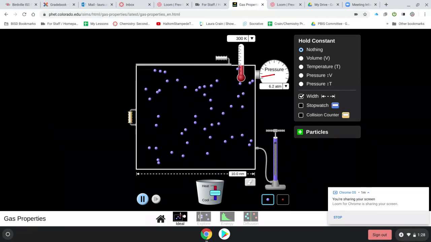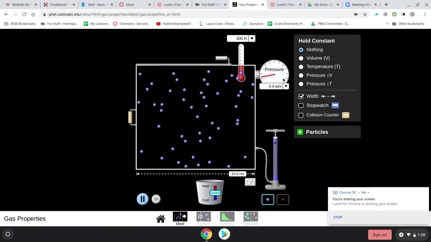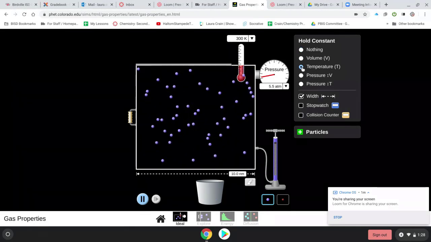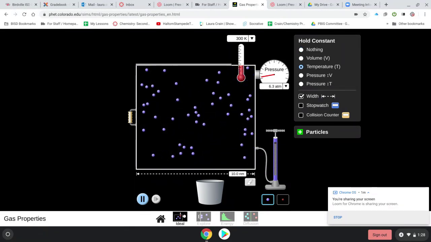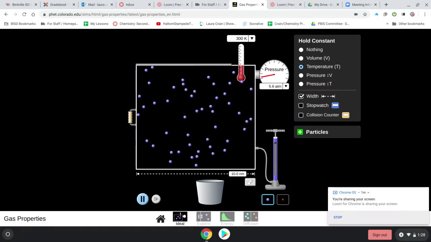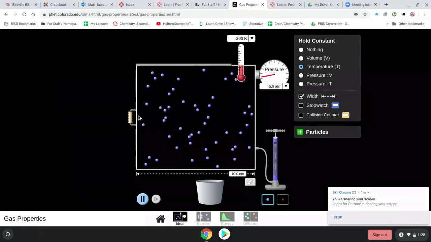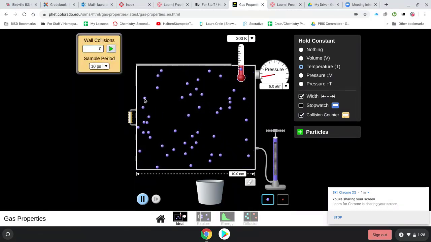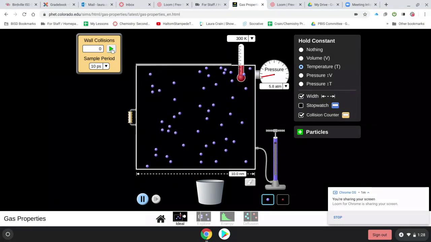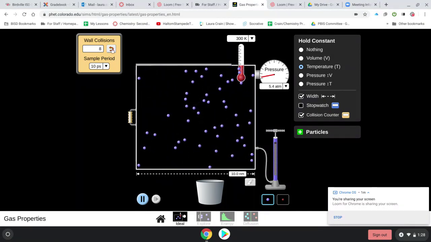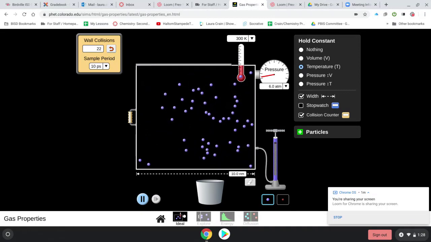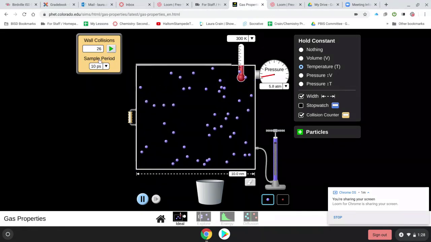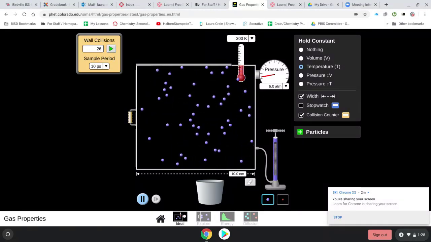Now, when we're looking at Boyle's law, remember that the temperature is supposed to be constant. So I'm going to select to keep the temperature constant and change the volume. Now I want you to watch. Let's start with our collision counter. I'm going to record how many collisions happen. It counts for a few seconds and then we get our readout. There it is: 26 total collisions in a 10 picosecond period.